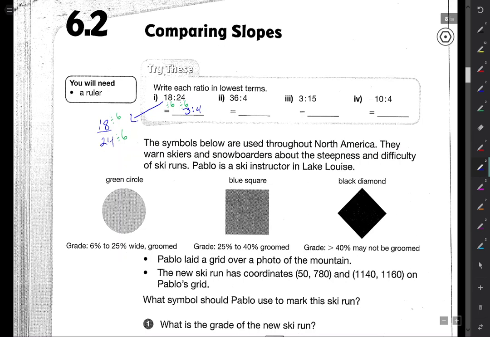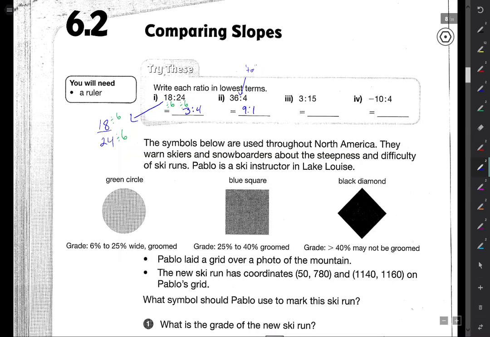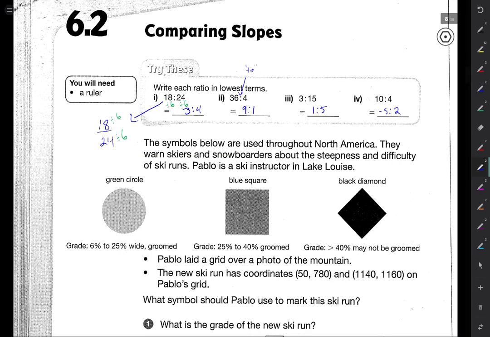So for 36 to 4, we could reduce this by dividing both of them by 4. So 36 divided by 4 is 9, and 4 divided by 4 is 1. For this one, we could reduce it to 1 to 5. And then for the last one, you could reduce it to -5 to 2. I just divided both of them by 2 there.